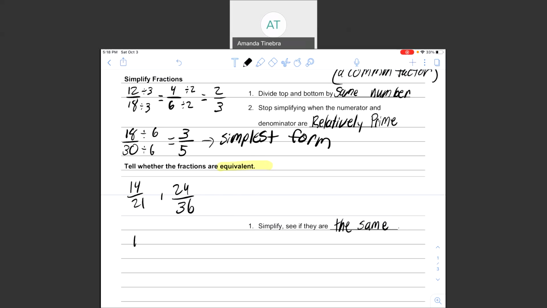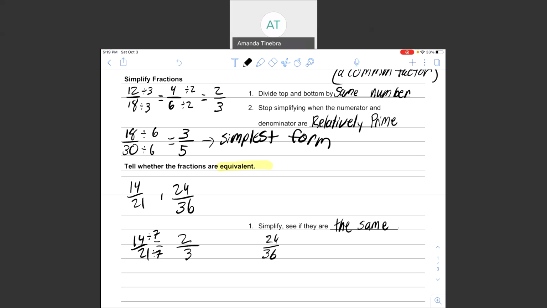Okay, so starting with 14 over 21, simplifying that, I'm looking for numbers that go into both the top and the bottom for a common factor. A common factor for 14 and 21 is 7. They both can be divided by 7. 14 divided by 7 is 2. 21 divided by 7 is 3. Okay?